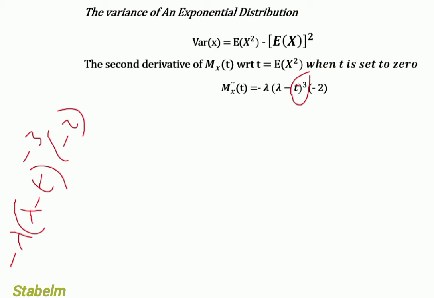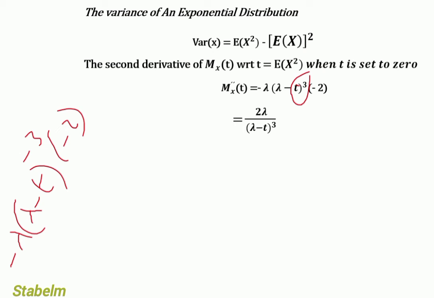Now if we multiply minus lambda by minus 2, it will give us 2 lambda, and by the time we take this raised to the power minus 3 down, which is what we have here, we're going to have 2 lambda divided by lambda minus t all raised to the power of 3.